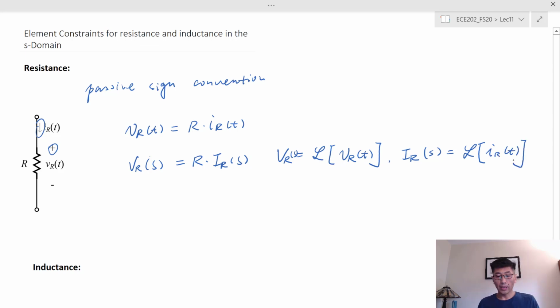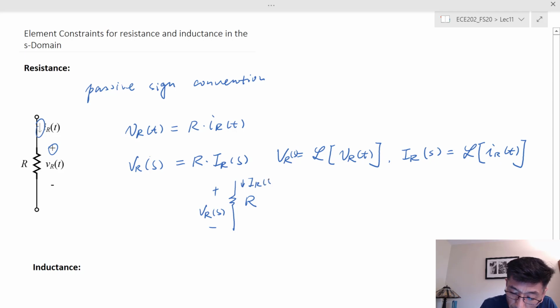Okay, and if you draw the equivalent circuit or draw the symbols, in the S domain we would have something like this. We still use the same symbol, but we label this as R, and here we have the voltage V sub R of s and the current I sub R of s.